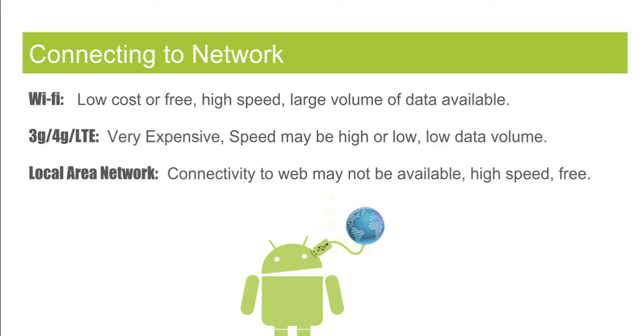And the third one is local area network. Connectivity to web may not be available in this because here in local area network the two devices are connected to one another using the local Wi-Fi. The speed is very high and also it's free, but we'll not be talking about local area network in this session. We'll be taking into account only Wi-Fi or 3G.